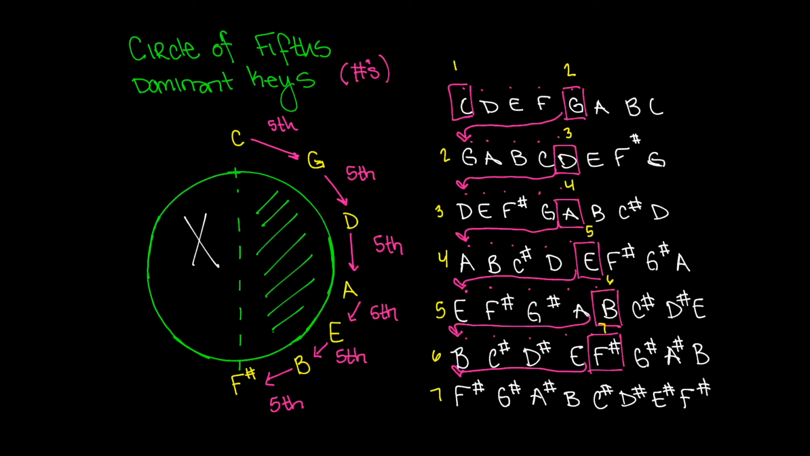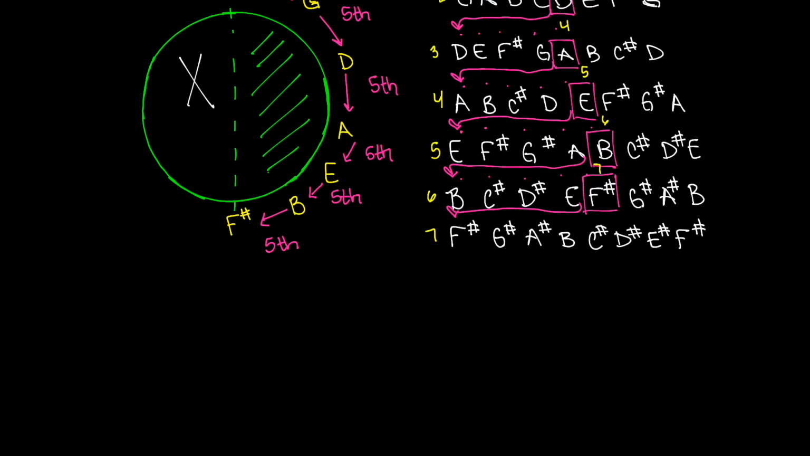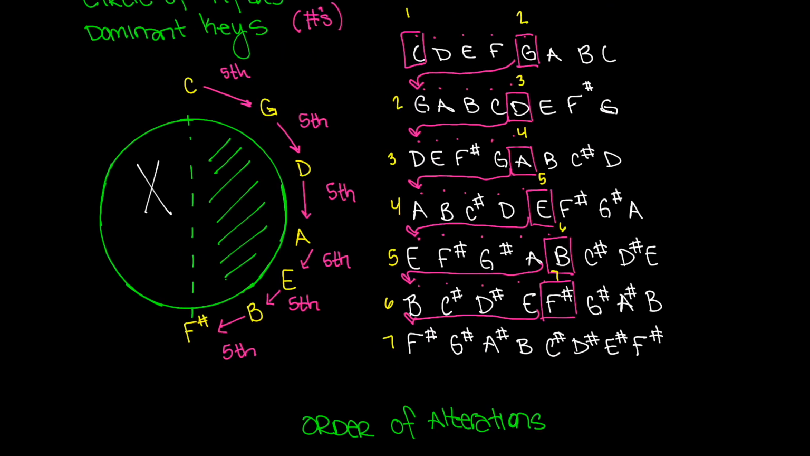Now, why is this important? What's the whole concept? Well, it puts the scales in order of alterations. And I want to write that out. It puts them in order of alterations. Order of sharps, you could think of it that way as well. I say order of alterations because eventually we're going to be talking about the subdominant side as well, and those are flats. And so instead of saying order of sharps and order of flats, which is a little confusing, we can just simply say order of alterations because that's what sharps and flats do. They alter notes. So this is putting them in order.